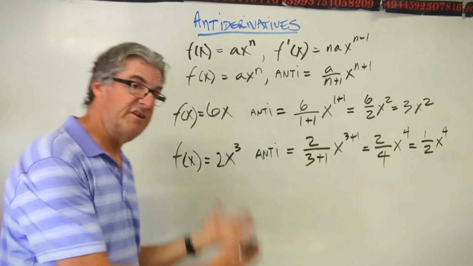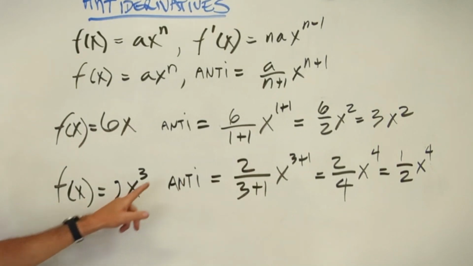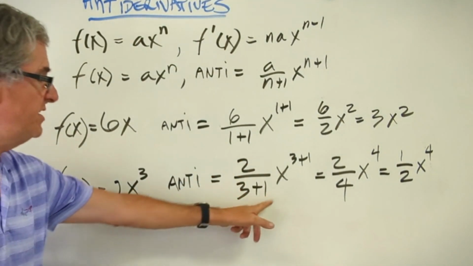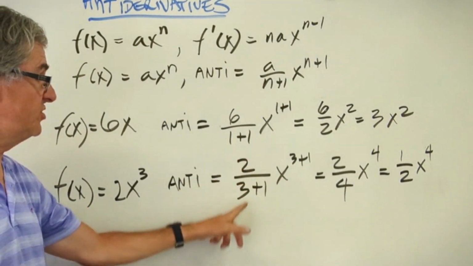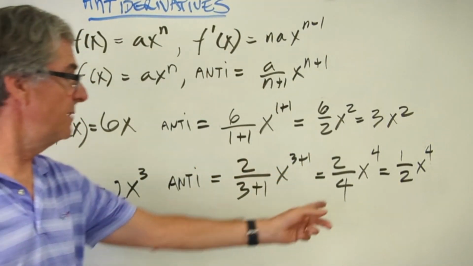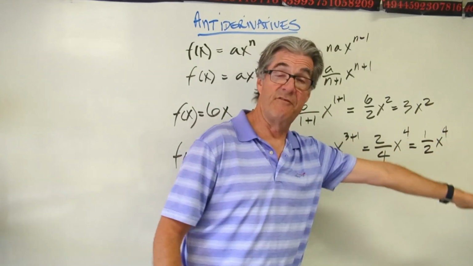Okay, let's try this other one. A little bit more complicated, but not by much. Here's our function, 2x to the third. The anti is going to be 2 over n plus 1. Our n is 3, so it's 2 over 3 plus 1 times x to the 3 plus 1. So that becomes 2 over 4 times x to the fourth, which is 1/2 x to the fourth.